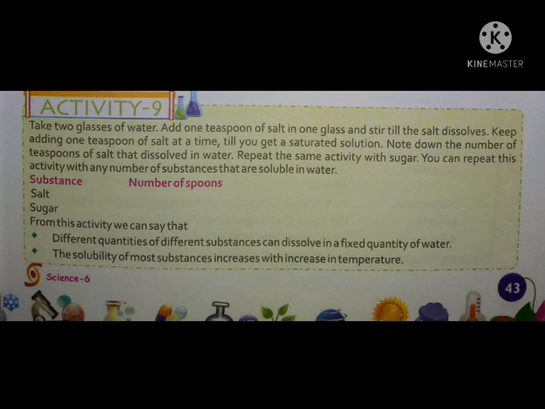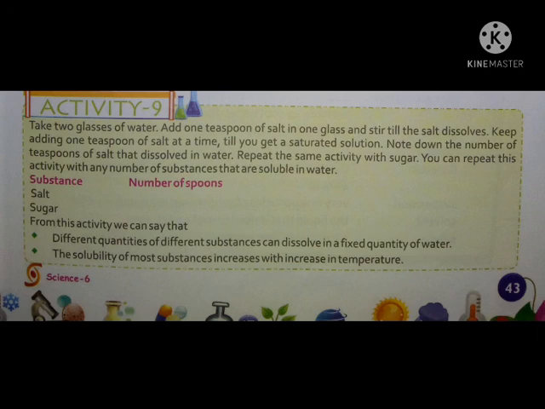You have to take 2 glasses of water. In both the glasses, you will mix salt and sugar respectively. In one glass you can use salt in the water, and in the other glass you can use sugar, and keep adding 1 teaspoon at a time till you get a saturated solution. And see the observations. From this activity we can say that different quantities of different substances can dissolve in a fixed quantity of water.